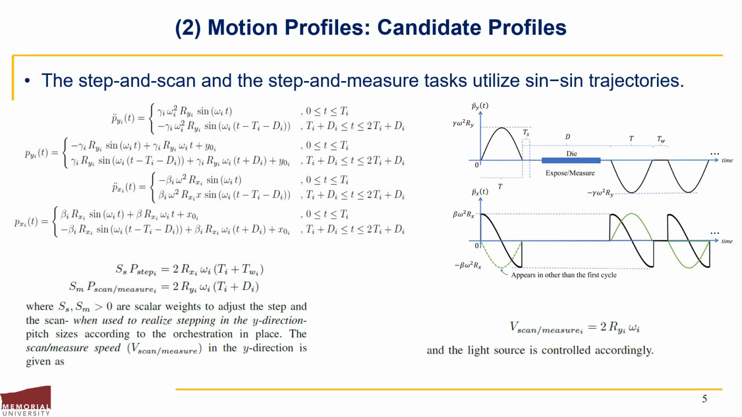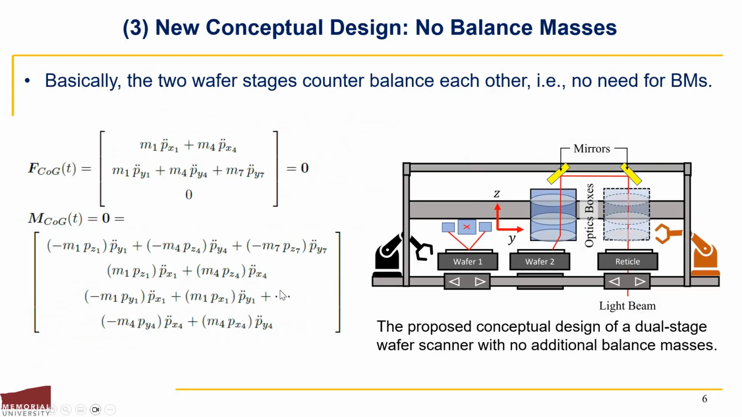Two examples of continuous-time piecewise trajectories are depicted in the figure shown here, namely the sine-sine and sine-cosine. The stepping motion of the step-and-scan and the step-and-measure tasks using the symmetric sine-sine trajectory is given during the non-zero acceleration periods for other than the first die as shown over here. Also, the vital quantities of the two tasks are provided.